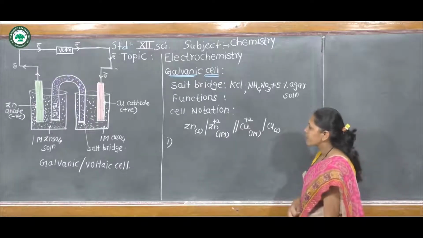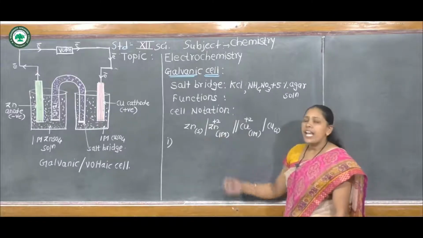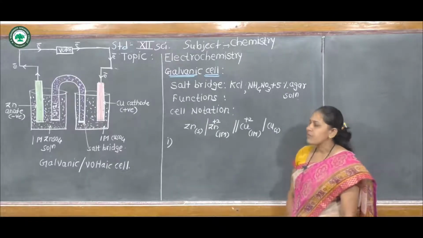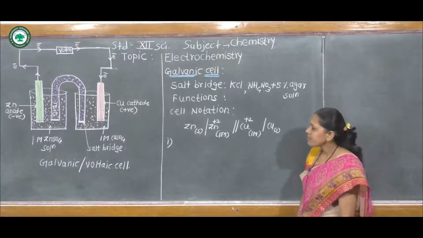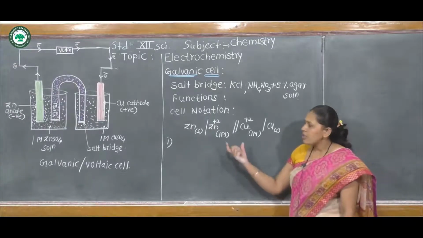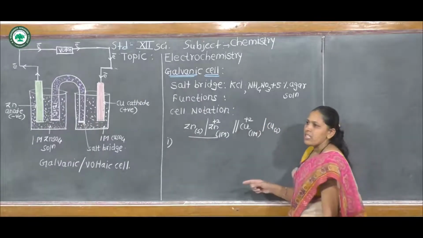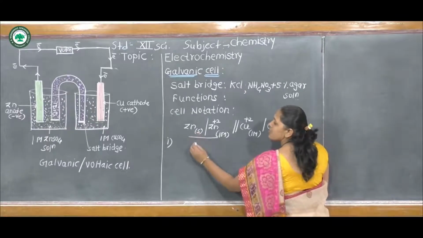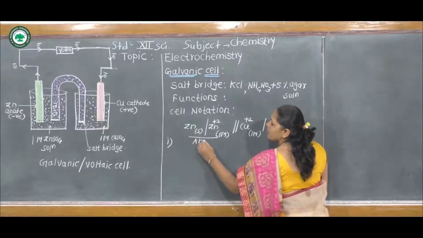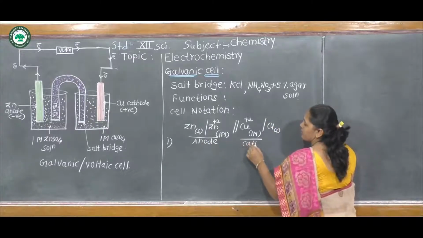Then the third rule is the left-hand electrode is always the anode, and the right-hand electrode is always the cathode. We know that at the anode oxidation takes place, and at the cathode reduction takes place. Therefore, in this cell notation, the left-hand electrode, that is the zinc electrode, acts as an anode and the copper electrode acts as a cathode.